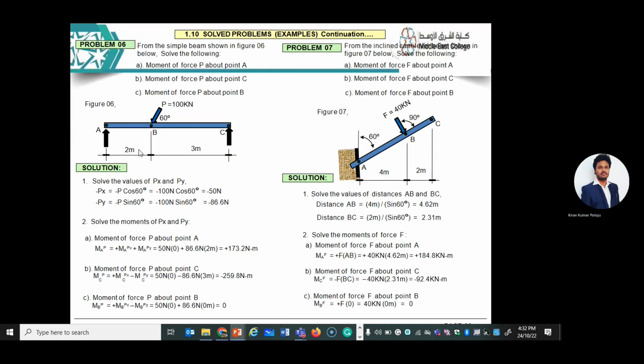For example, if you see in this question, a simply supported beam carrying a downward left force of 100 kilonewton. So regarding your question, why P? Here also P is denoted. So P is equal to 100 kilonewton and the angle given is 60. For this question, if it is asked to determine the properties or characteristics of the force, what answer do you give?